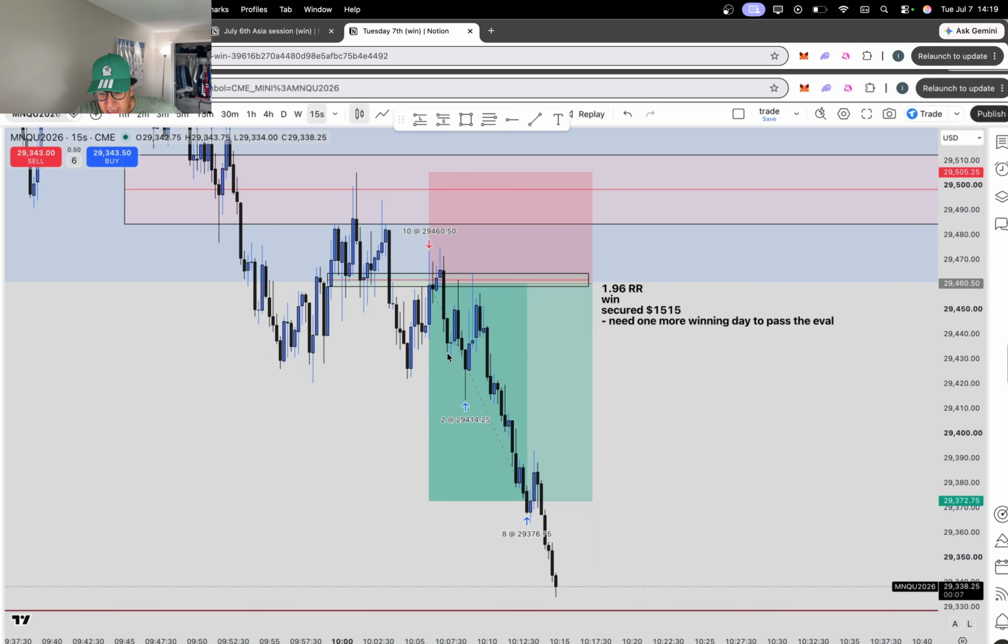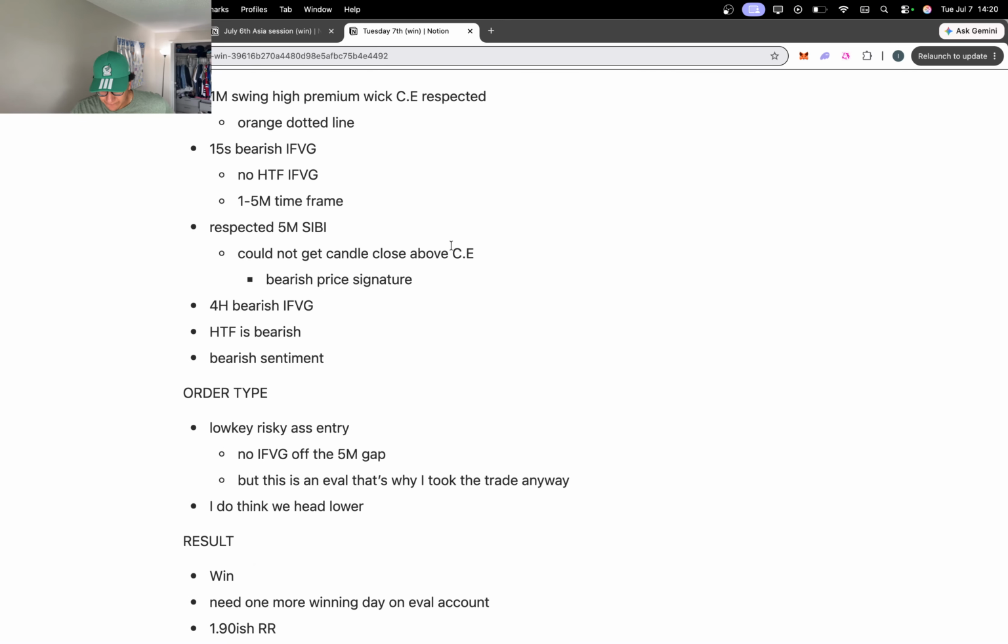We also did have a 15-second IFG. This was the highest time frame inversion on this manipulation leg up towards the 5-minute SIBI. So there was no 30-second, no 1 minute, no 2 minute, no 3, no 4, no 5 gaps that we could use other than this tiny gap. So basically that's all I did.